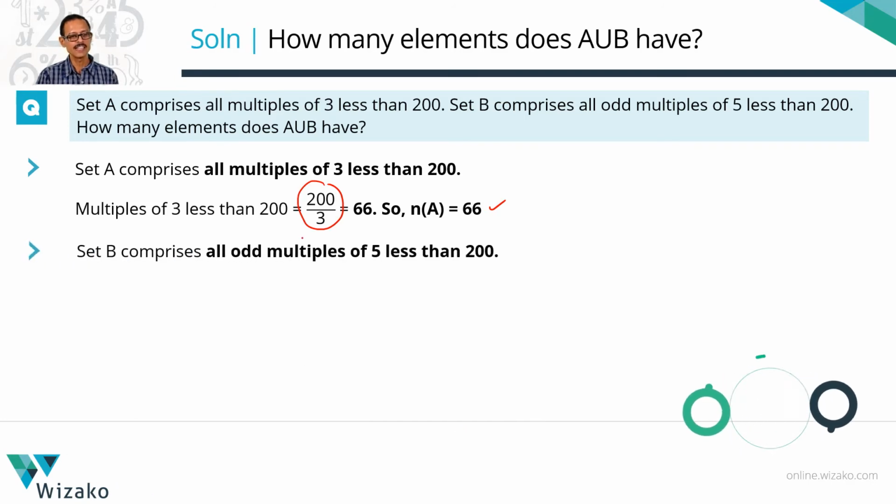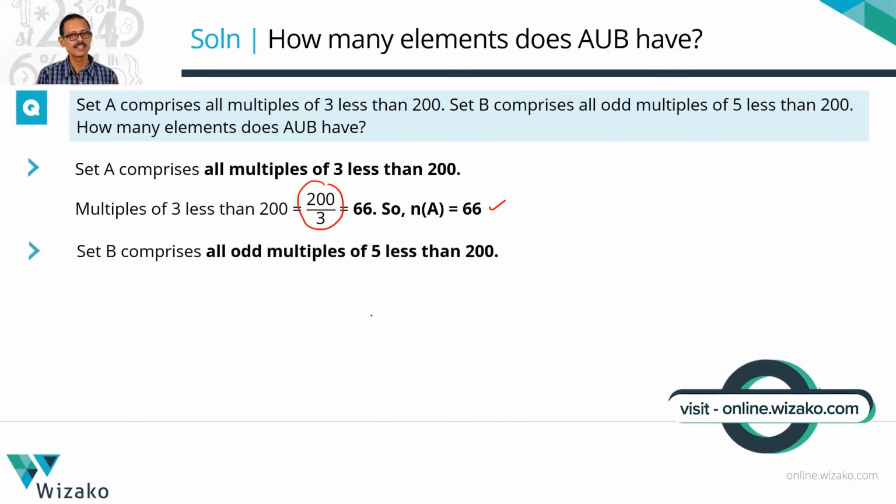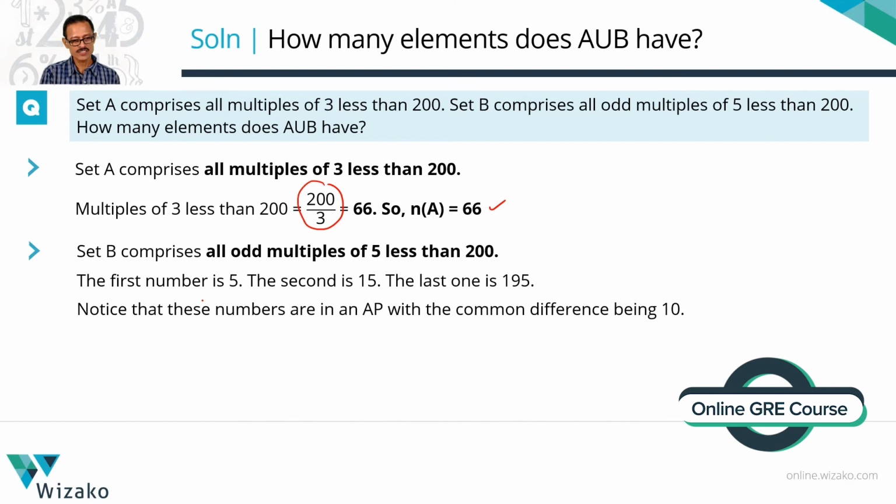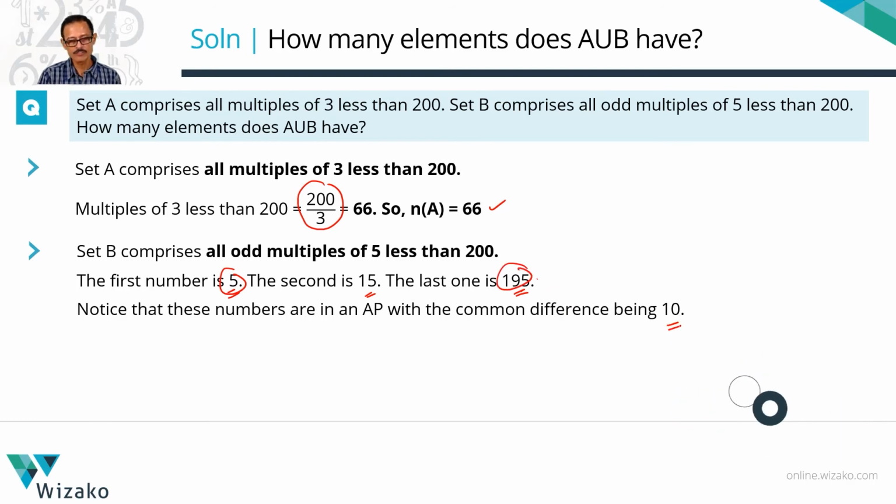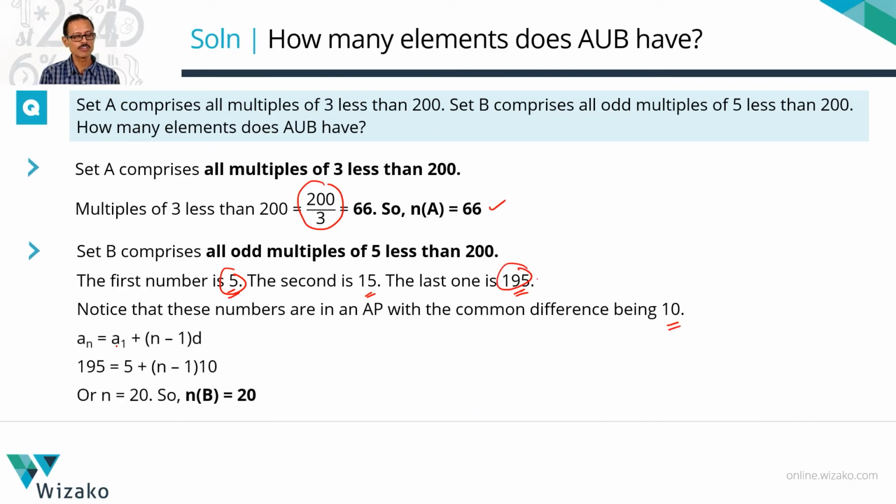Second one, we are applying the AP rule, odd multiples of 5 less than 200. We're listing down some of the terms. The first term is 5. The next number is 15. Third one is 25. The last number is 195. We find that the series is in an AP with the first term being 5, last term being 195, and the common difference being 10. Plug it into the AP formula. 195 is equal to 5 plus n minus 1 times the common difference, which is 10. So we find the value of n to be 20, which is n of B.